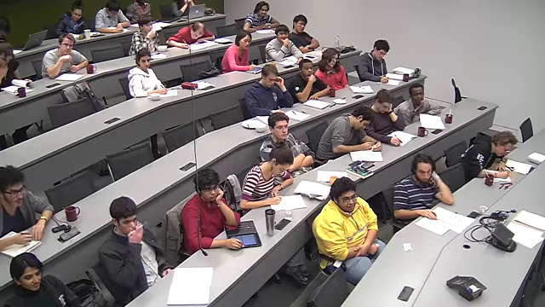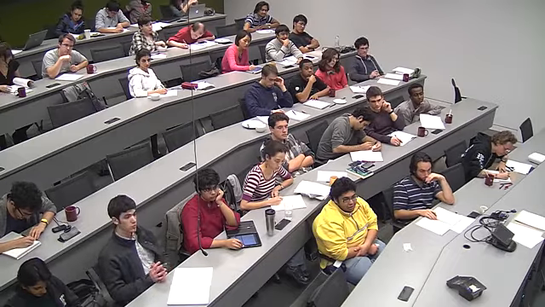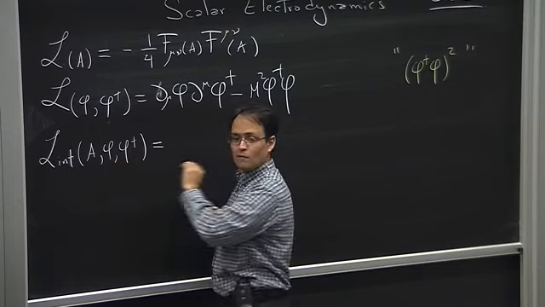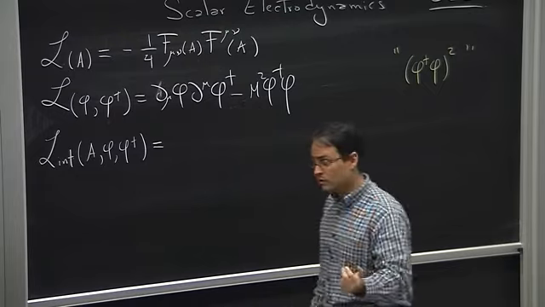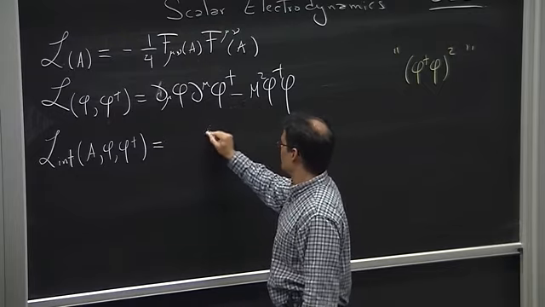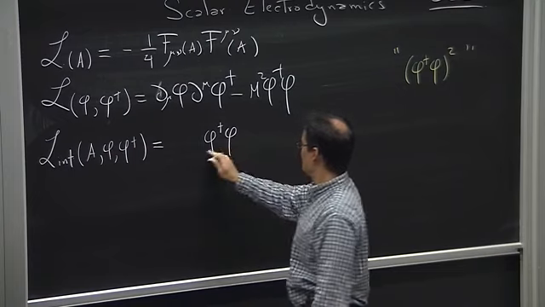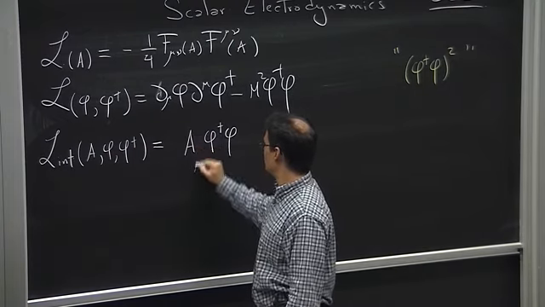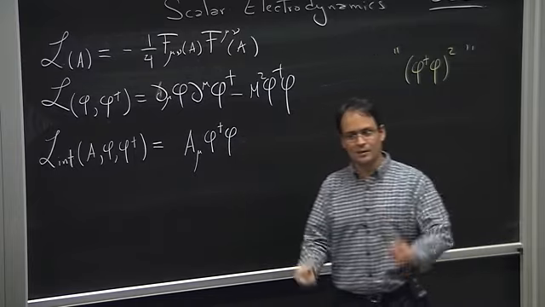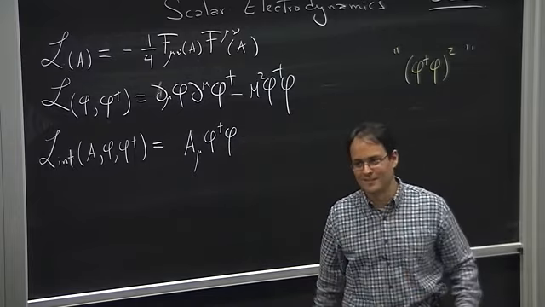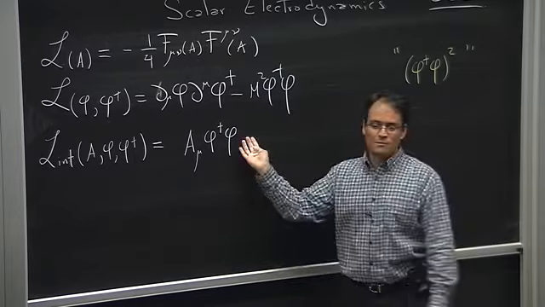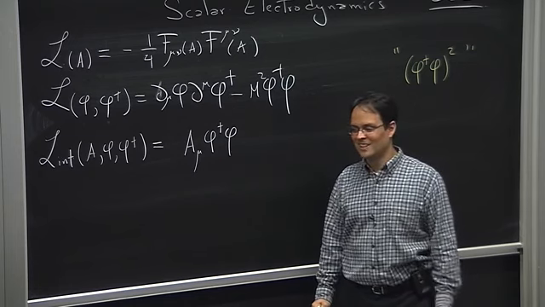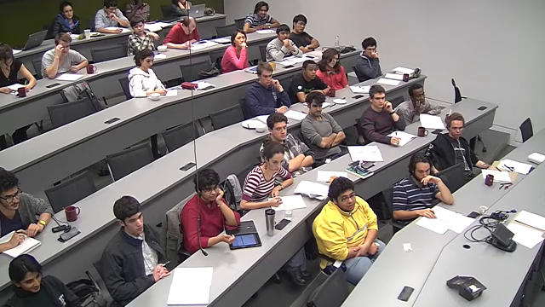Okay, what else? So, as I said, we don't want any interactions that don't involve all three fields at the same time. So, well, I can start with something like this, but if I write this, and I put A mu together with this, that satisfies the requirement that all three are together. But what's the problem? It's not Lorentz invariant. How can I fix it?